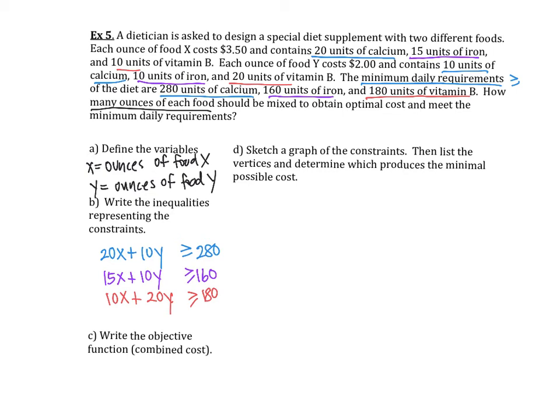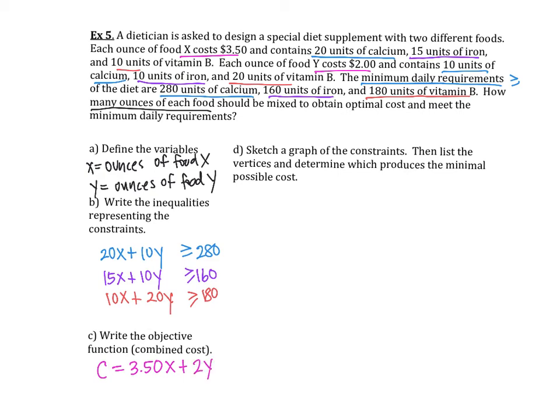Okay, so let me look. Where does it tell me the cost? Okay, food X costs $3.50. I'm going to use C. You could use Z. Some people like to use Z. 350X plus what is the cost for Y? Y is $2.